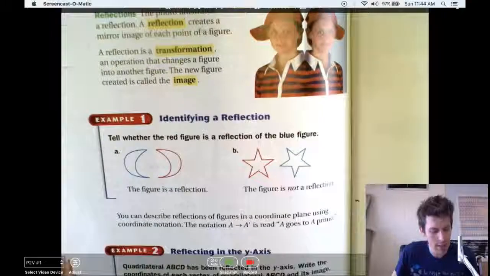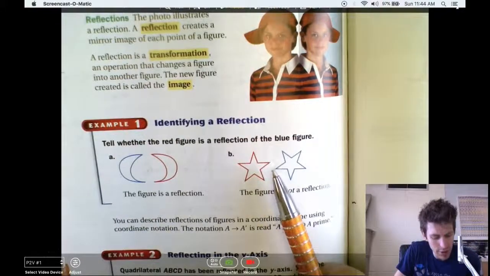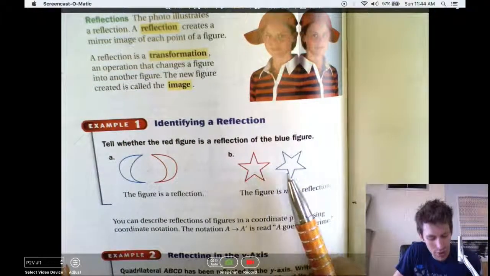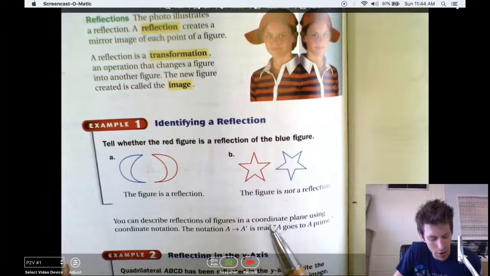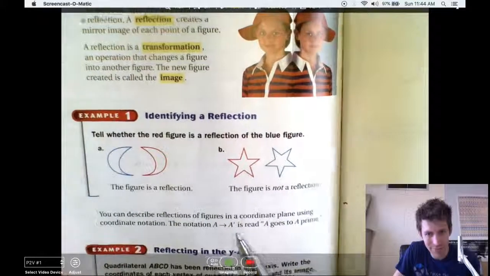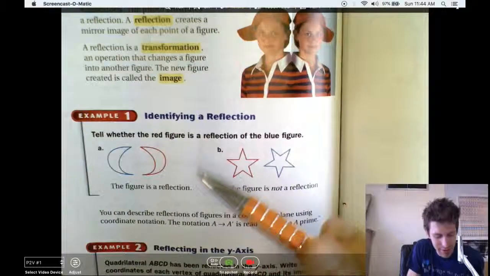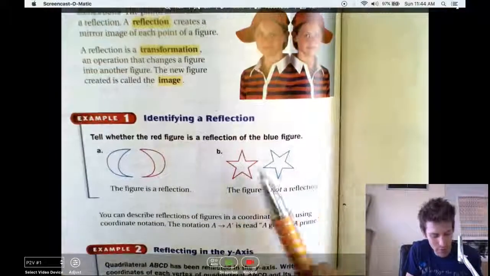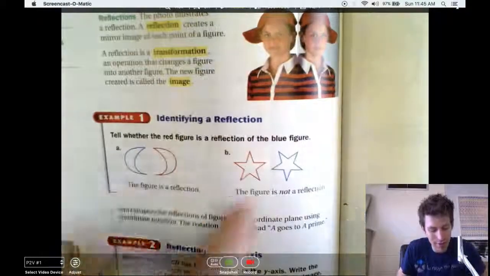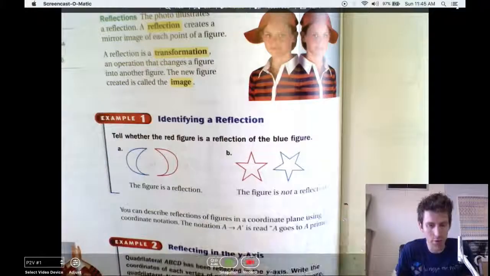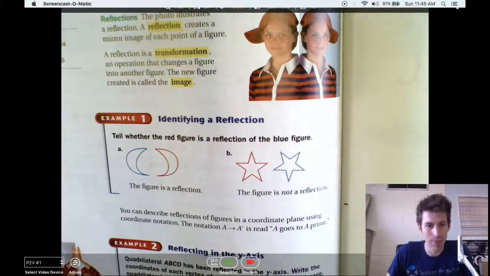Okay, makes sense? This star, is this a reflection? Can you draw one line where you could fold it over and it would map onto that star? No, you couldn't. Horizontal, vertical doesn't work. Any slanted line doesn't work. So that's not a reflection. This actually has undergone a rotation and then it moved over as well. So it's not a reflection.